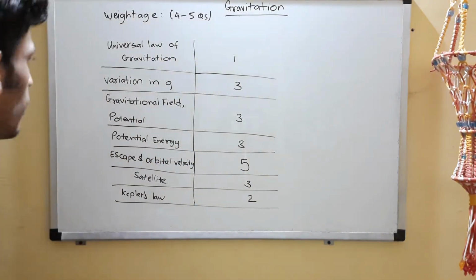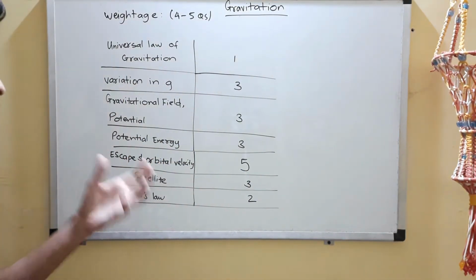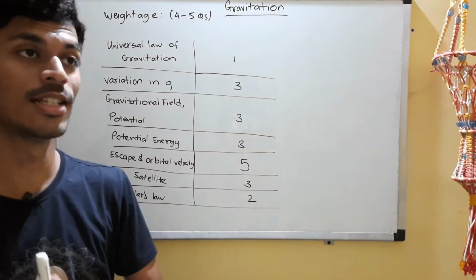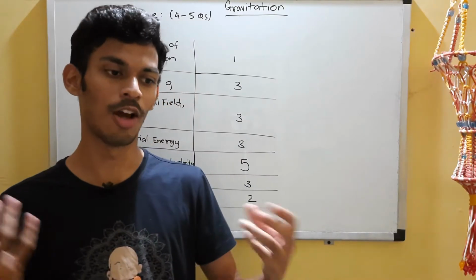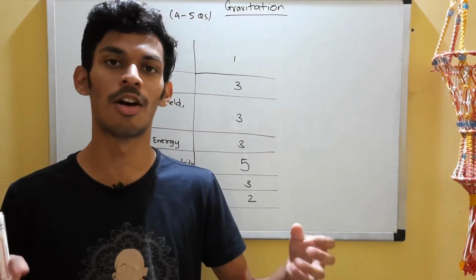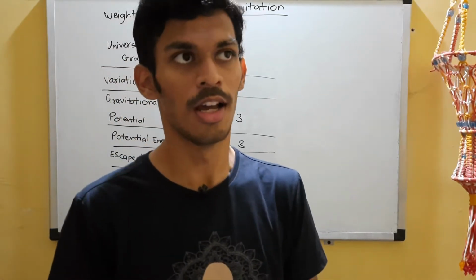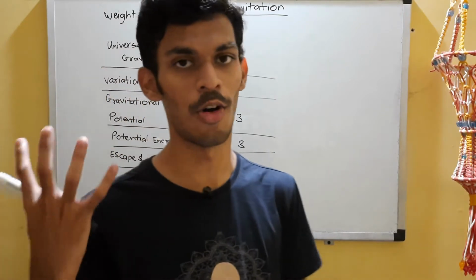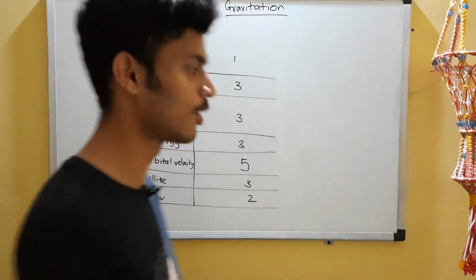Now the next topic that we have is gravitational field and potential. From this, we were asked 3 questions, and most of those questions were based on gravitational field or potential due to spheres, maybe due to a solid sphere or a spherical shell. So from the potential and field region, more focus was given on spheres, shells or solid spheres.